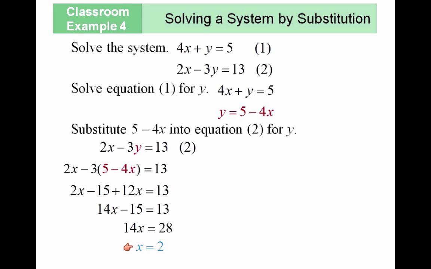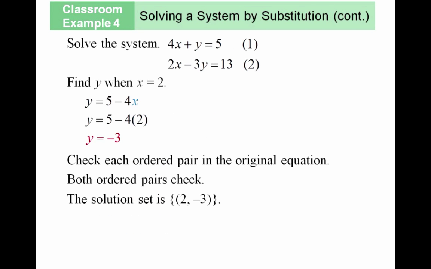Everywhere I see y, I would substitute 5 minus 4x. So now I have one equation and one unknown in terms of one variable, x. We can easily solve that. x would be equal to 2. Once I find x equal to 2, I would substitute that back into either of these two equations. The one in red probably would be the best one to choose. If I substitute 2 for each x, then I can solve for y. You would find y is equal to minus 3, and then you check your answer. Make sure the answer works for both of them.